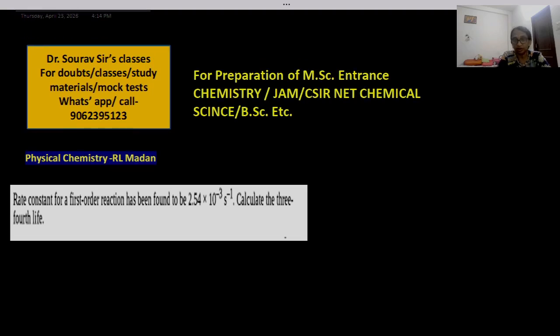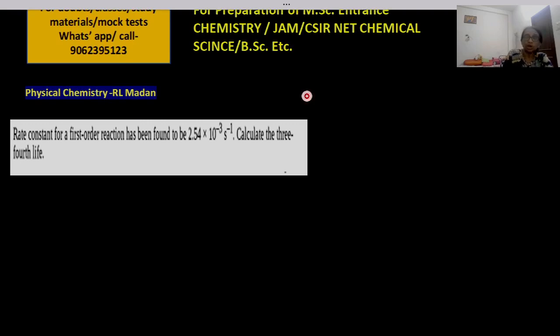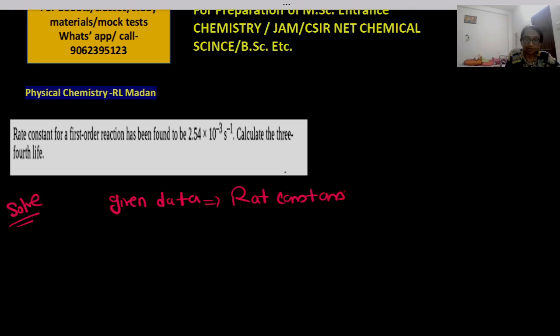So how to calculate this type of problem? Now we can start with the given data. We are starting the solution of this question according to the given data. The rate constant K is given, and the value of this constant is 2.54 into 10 to the power minus 3, and the unit is second inverse, per second.